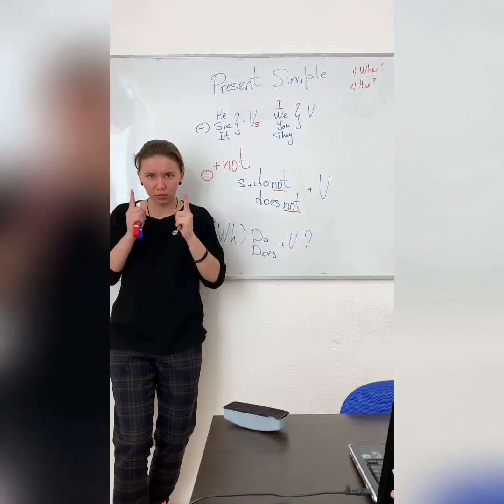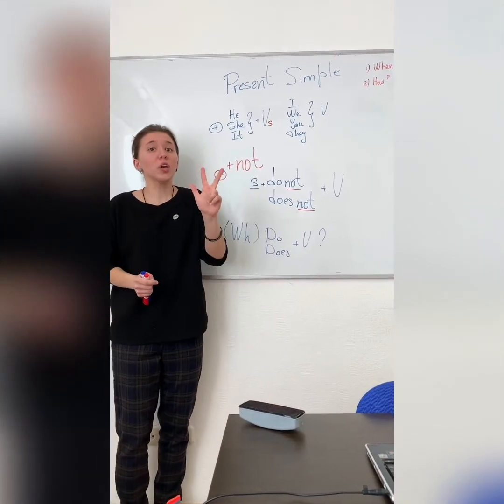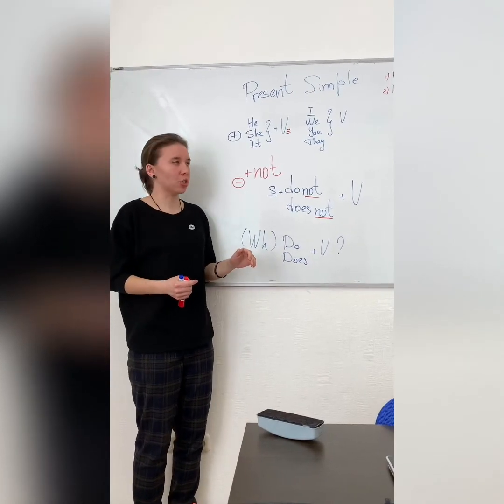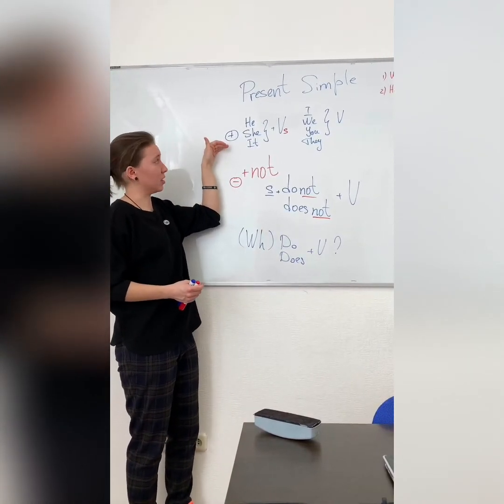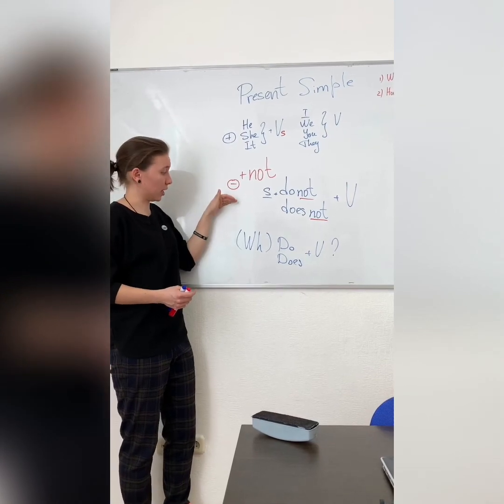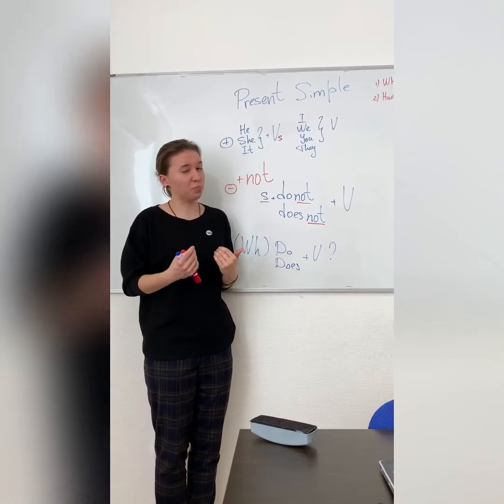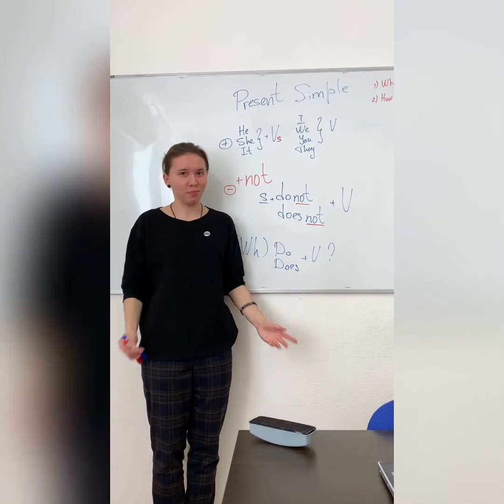Easy. Now, a task for you. Make 3 sentences of each type: 3 sentences with positive, negative, and question. And come give it to me. Write it to me. I'll check that for you.